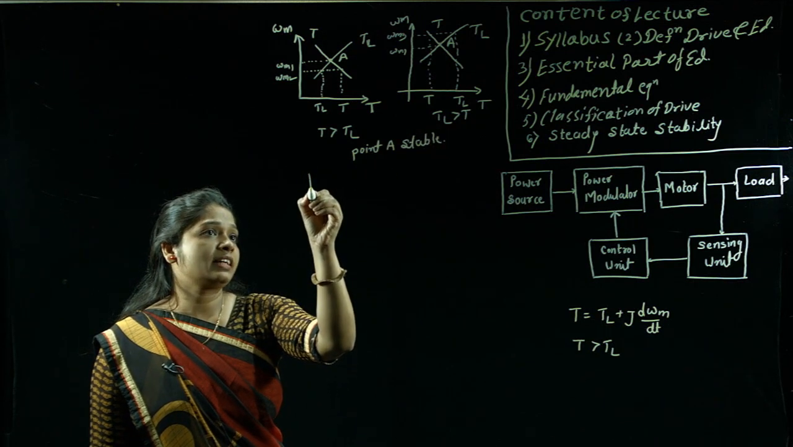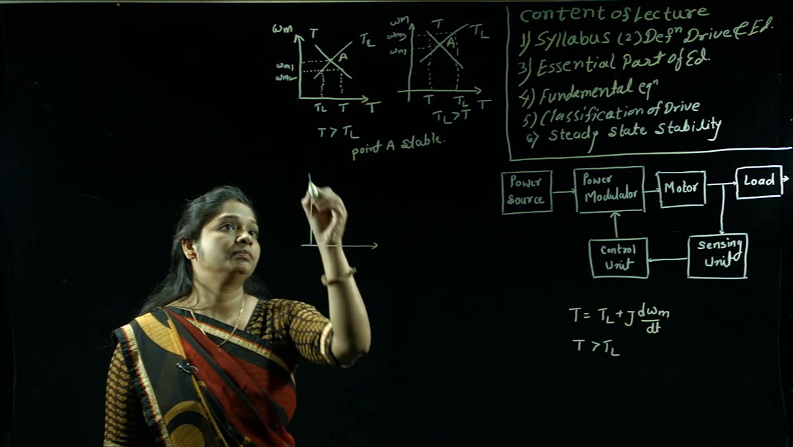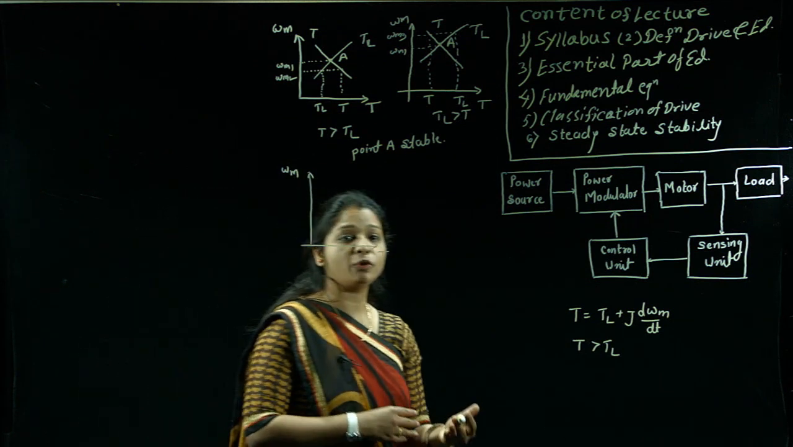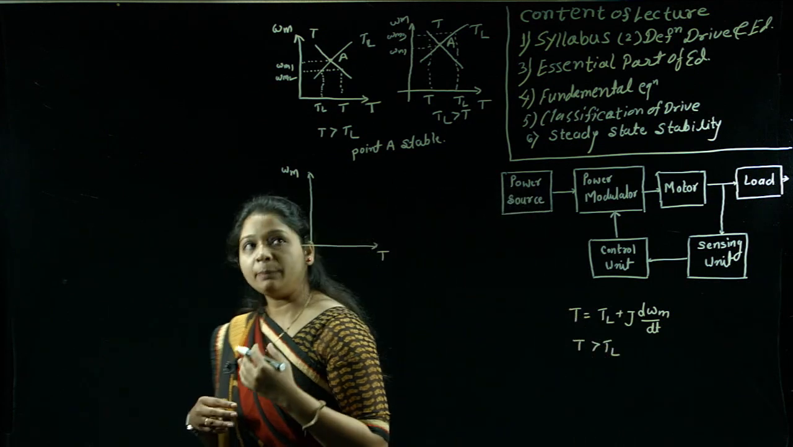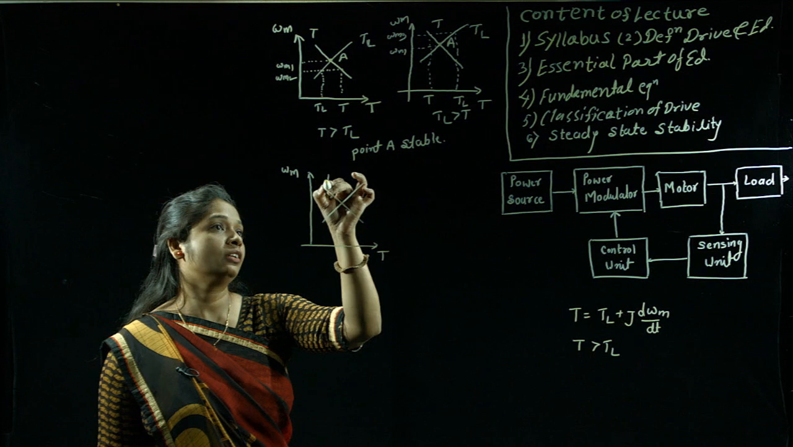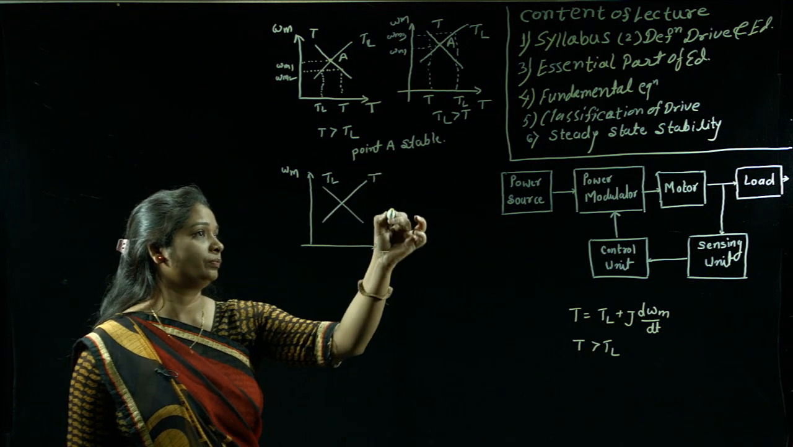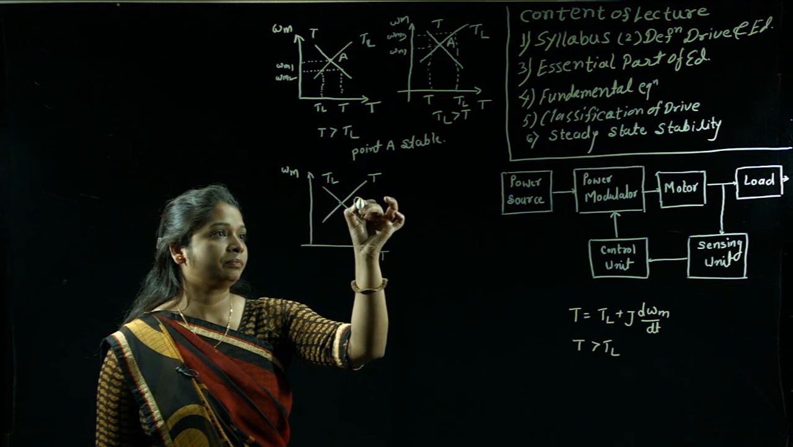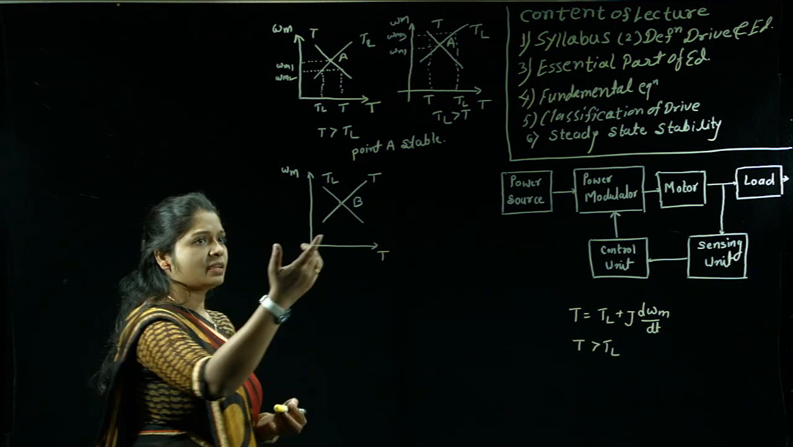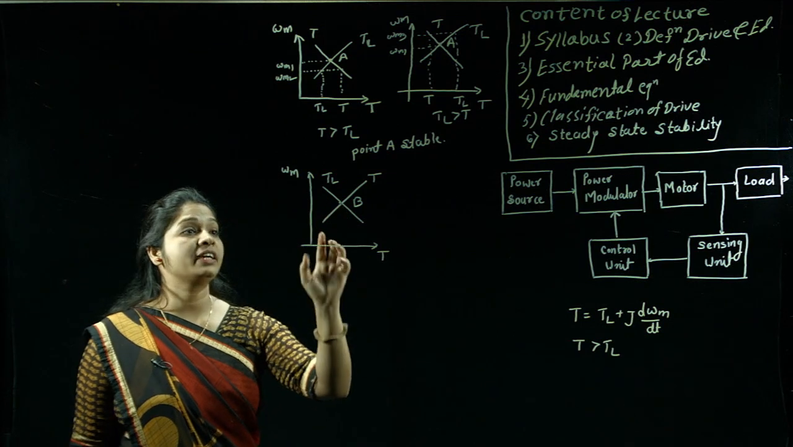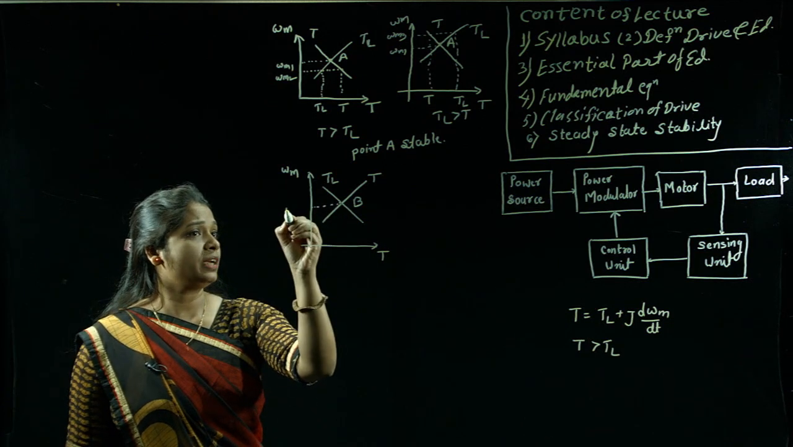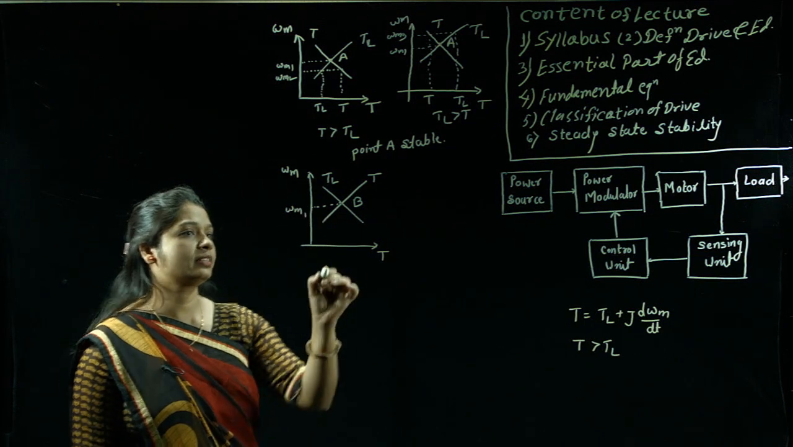Next case, if the x-axis is torque and the y-axis is omega, we examine the second point, that is point B. Here is the load torque and this one is the motor torque. Point B. Then in that case, let us examine the stability of B, whether point B is stable or unstable. Here this is the equilibrium position omega M, or omega M1.